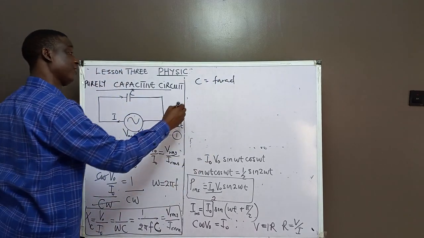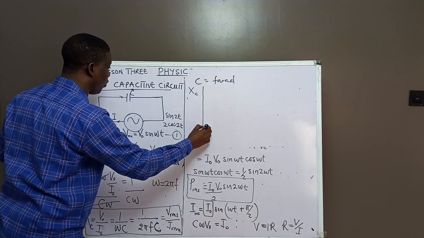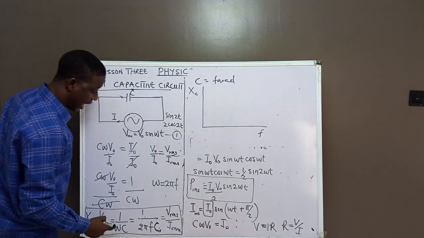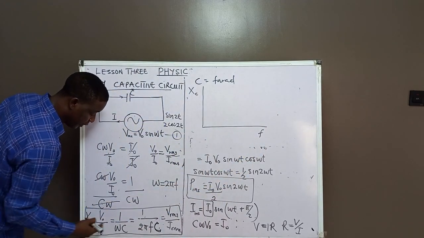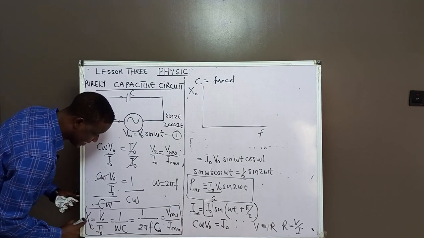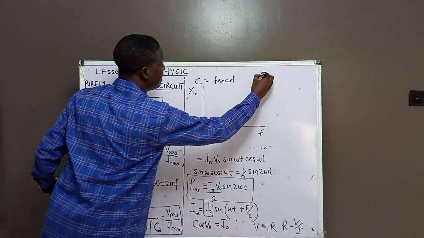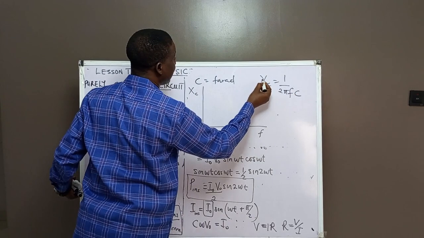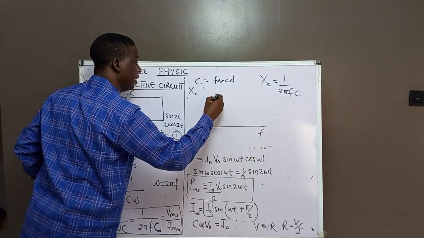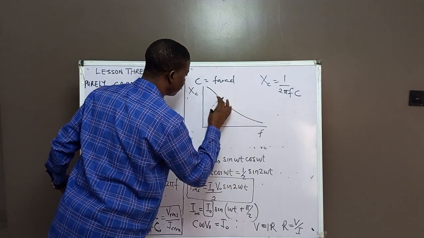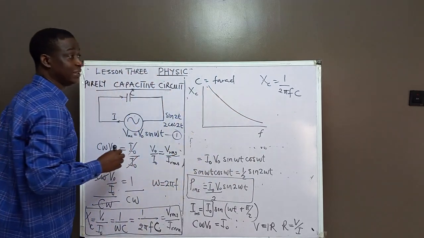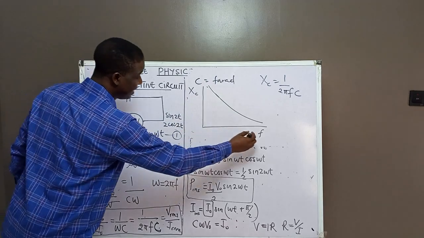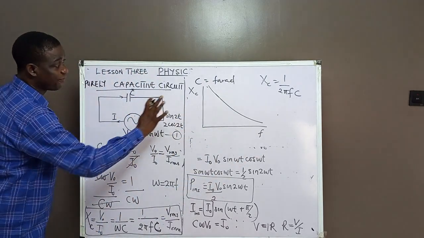And when you plot the graph of XC against frequency, if you check the relationship between frequency and XC, XC is equal to 1 over 2 pi FC. So that means XC is inversely proportional to F. So the graph will look like this. We plot the graph of reactance across the capacitor against frequency. So that is an inverse graph.